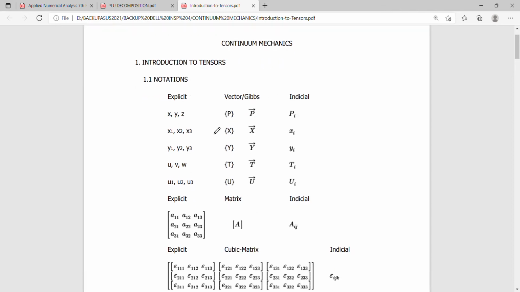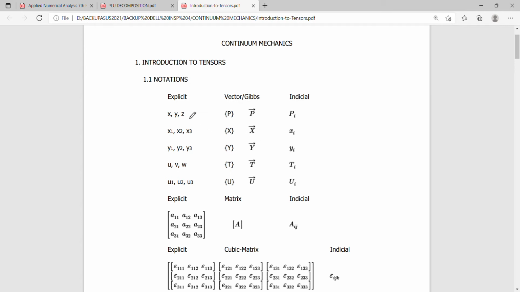So to give you a comparison on what an explicit expression is, we consider variables x, y, z, or x1, x2, x3 that describe vectorial notations. Okay, so we can say that these are vectors defining positions in space, or maybe forces directed based on the reference axis, etc.